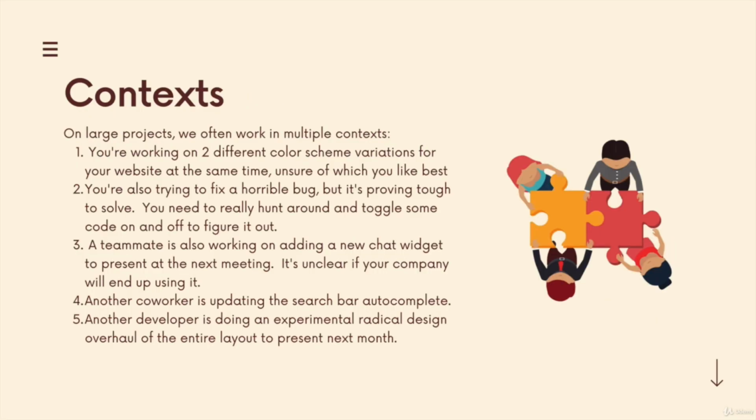But often when we're working on a real project in the real world, we need to work in multiple contexts simultaneously. So imagine I work at some company, I'm working on a web application, and I'm trying out two different color scheme variations for a website, and I want to try them both out and figure out which one I like best. And at the same time, I also have been tasked with trying to fix a really horrible bug, but this bug is proving very difficult to solve. I'm actually needing to delete some code and comment stuff out, move stuff around to try and hunt down the bug.